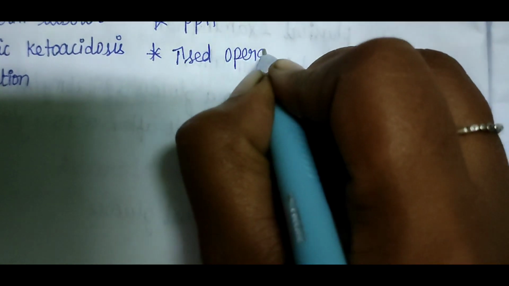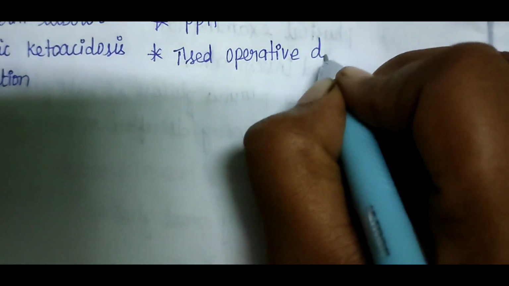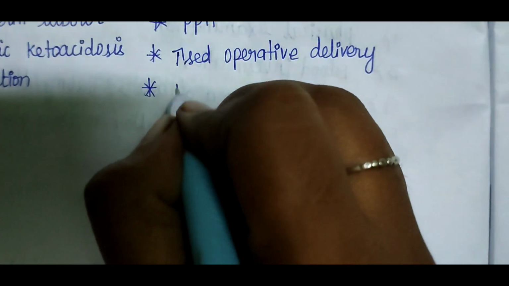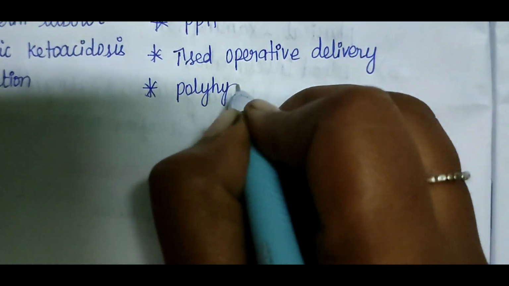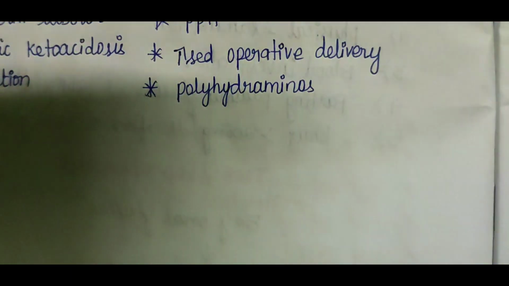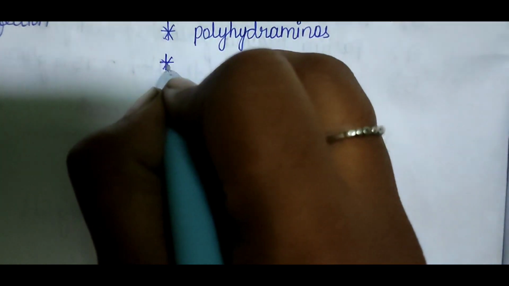And next one is increased operative delivery. Next one is polyhydramnios. Polyhydramnios means increased amniotic fluid. Okay. So next one is hypoglycemia.